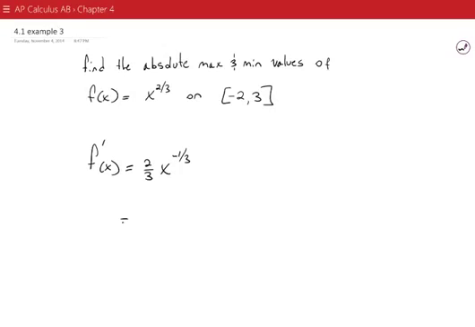And then I'm going to rewrite this just so it's a little bit clearer what we're looking at. So there's our function. It doesn't appear as though there's any way that this function will ever be equal to 0. But we do have a place where it's undefined. If x is equal to 0, then f prime is undefined. So that's going to be our only critical point.